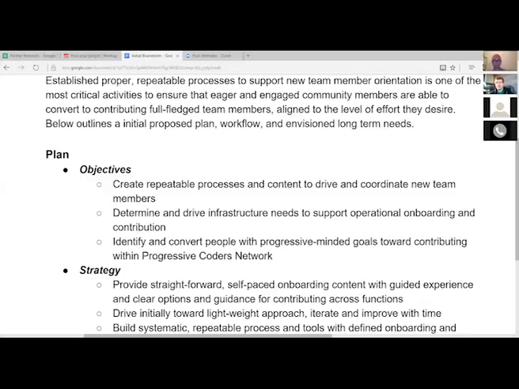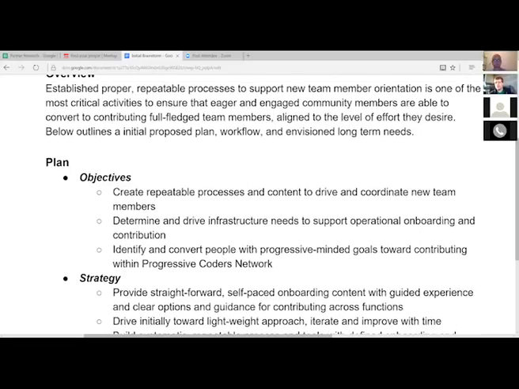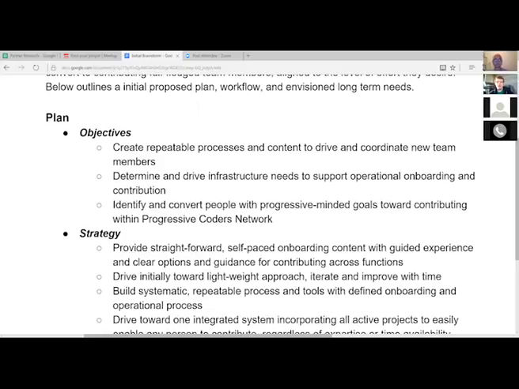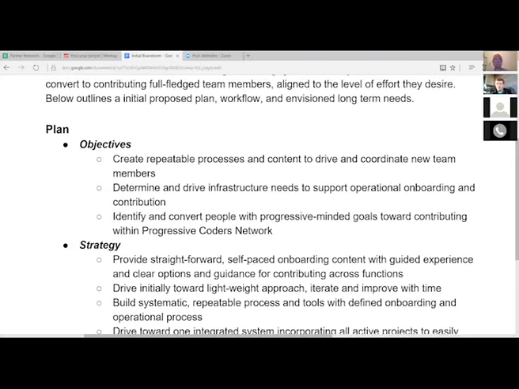I think a very important tenet within development is driving toward a very lightweight approach at first and just iterate and make improvements over time. Let's not try to build the tool that's the be-all, end-all at the gate. Let's get it on paper and go from there. Building systematic, repeatable processes and tools, and a very clearly defined onboarding process is very critical.